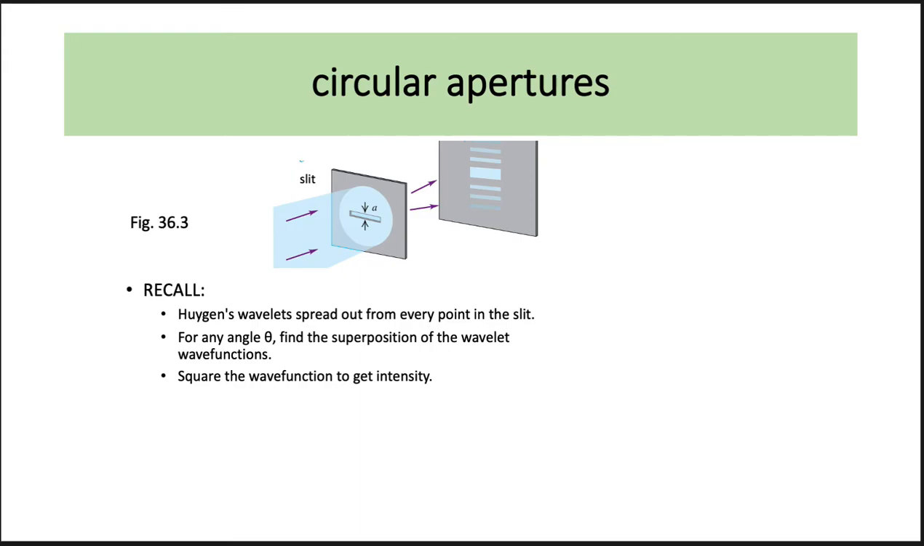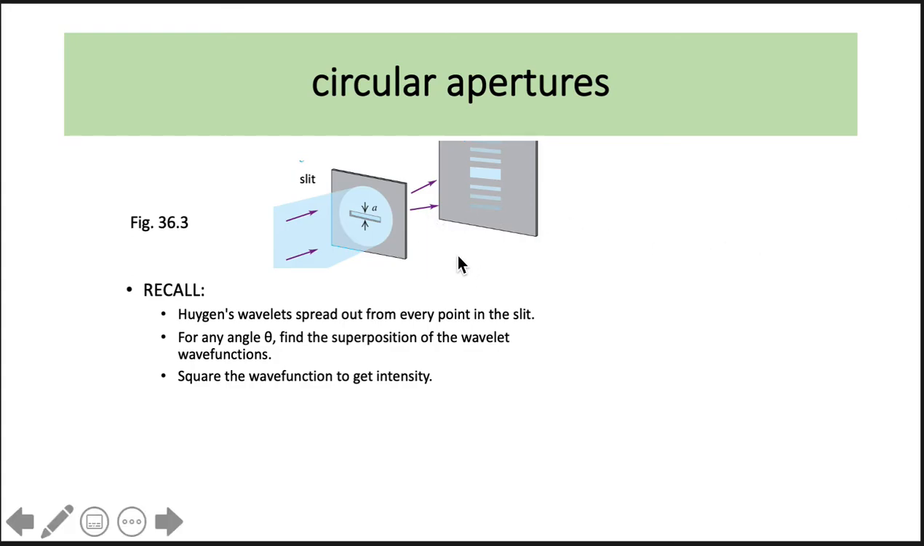We can get the pattern from, you can think of the slit opening as a source of very many wavelets spreading out from all the points in the opening of the slit. Add up all the wave functions for some given angle theta, and then the intensity we got from the square of the wave function.